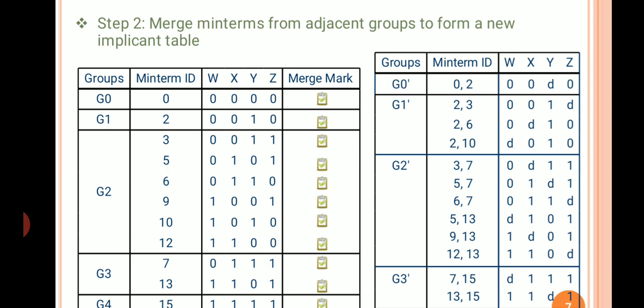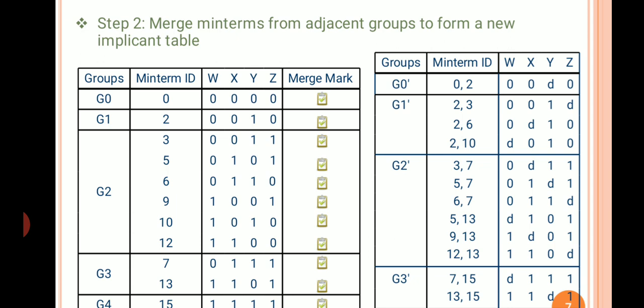Afterwards, they can be grouped together. Already there is a merge mark put in front of the 2. You will put merge mark in front of the 3. Then 2 should be compared with 5, meaning term 2 and 5. Whether they can be grouped together? No. More than one variable is changing.